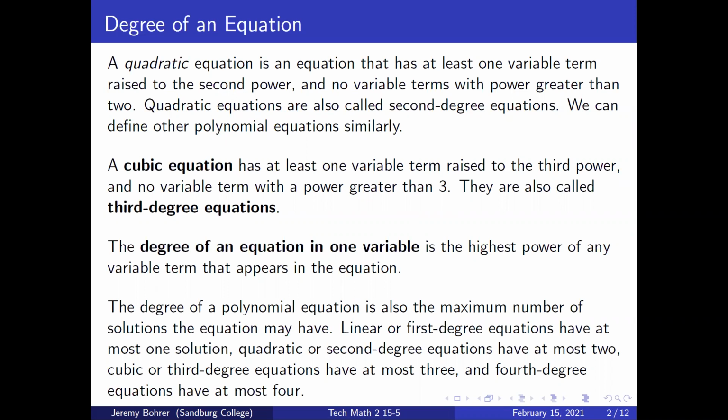A cubic equation has at least one variable term raised to the third power and no variable term with a power greater than 3. They are also called third degree equations. The degree of an equation in one variable is the highest power of any variable term that appears in the equation. The degree of a polynomial equation is also the maximum number of solutions the equation may have.